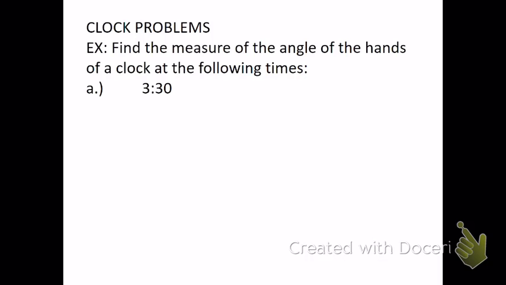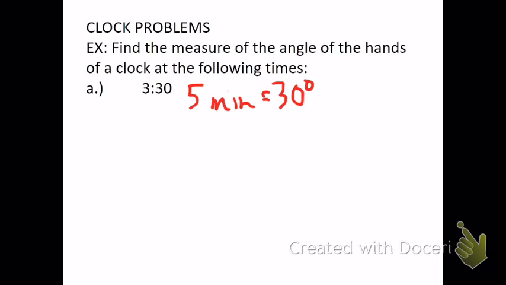Okay, so when we do clock problems, let's think about a clock. A clock is divided into 12 parts, right? It's number 1 through 12. Those are sections of 5 minutes. How many degrees is 5 minutes on a clock? 30. How'd you get that? 360 divided by 12. Yeah, he divided 360 by 12. So that's the key. Remember that 5 minutes equals 30 degrees.